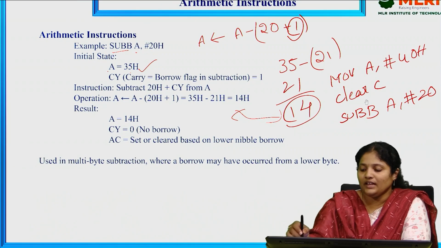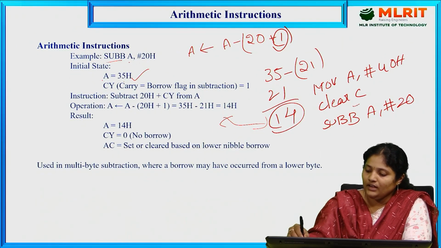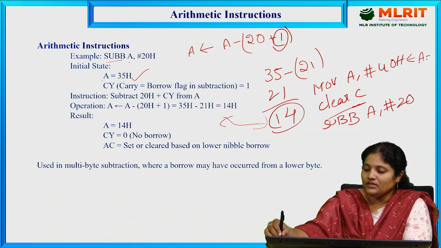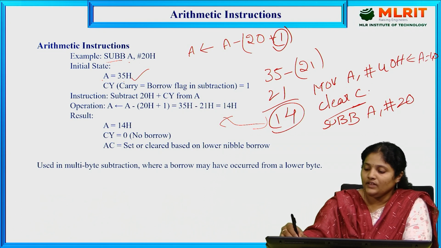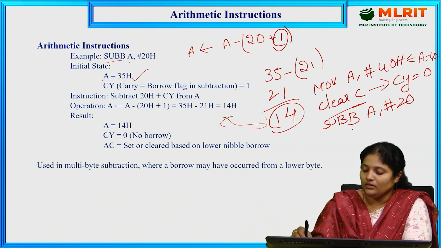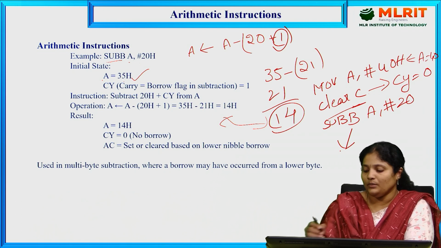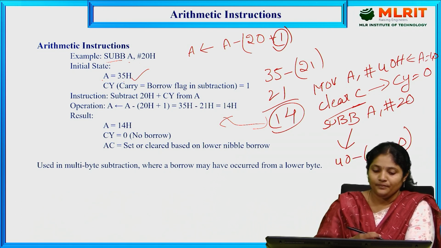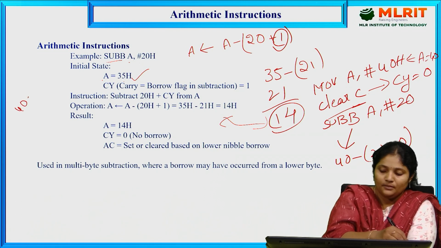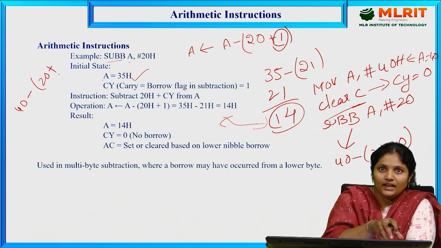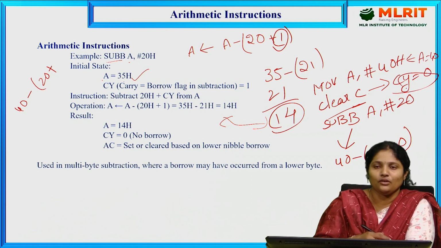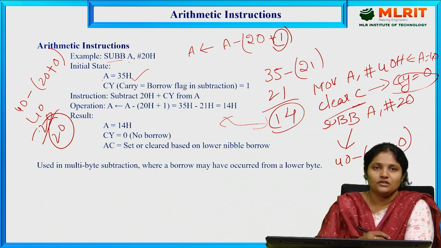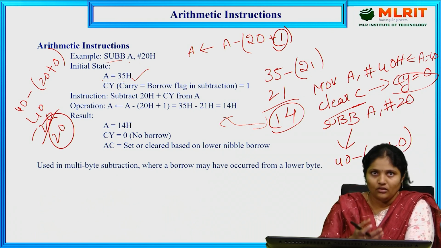This instruction, if any carry is there, will clear the carry data. So in the first instruction A will become 40H, and in the second instruction carry will be 0. Now after subtraction, what will be the data? 40 minus 20 plus, you should add carry. Here the carry is 0, so 0 will be added. 40 minus 20, what will be the output? 20. So this is the difference, before or after having the carry.